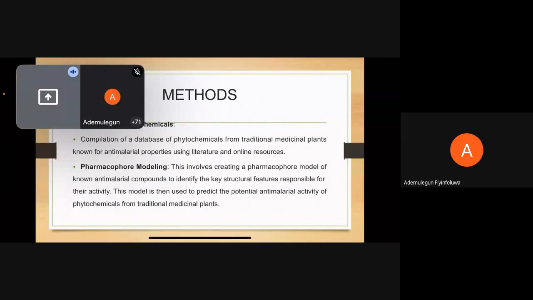Then we also did the molecular docking, which is the most important part, where we imported the phytochemicals and protein targets into Discovery Studio. We performed our docking studies to predict the binding affinities and interaction modes of the phytochemicals with malaria protein targets. Then we did in silico screening of the matched phytochemicals against the pharmacophore model to identify those with the highest potential anti-malaria activity. We also did a virtual screening to screen the phytochemicals for their potential anti-malaria activity and identify promising compounds for experimental testing.